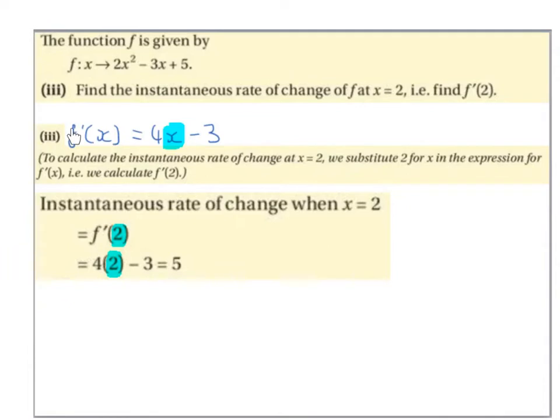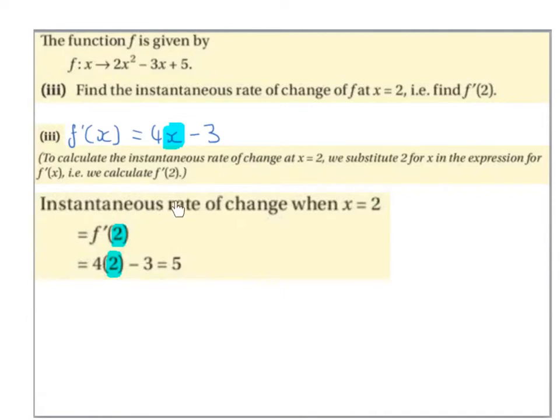So we worked out that f prime x is equal to 4x minus 3. We worked that out in part 1. So to calculate the instantaneous rate of change at x is equal to 2, we substitute 2 for x in the expression for f prime x, i.e. we calculate f prime 2.